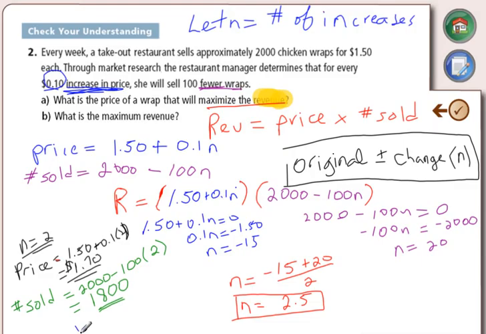Revenue is equal to the two numbers multiplied together. The price, $1.70, multiplied by the number sold, 1,800, which gives us $3,060.